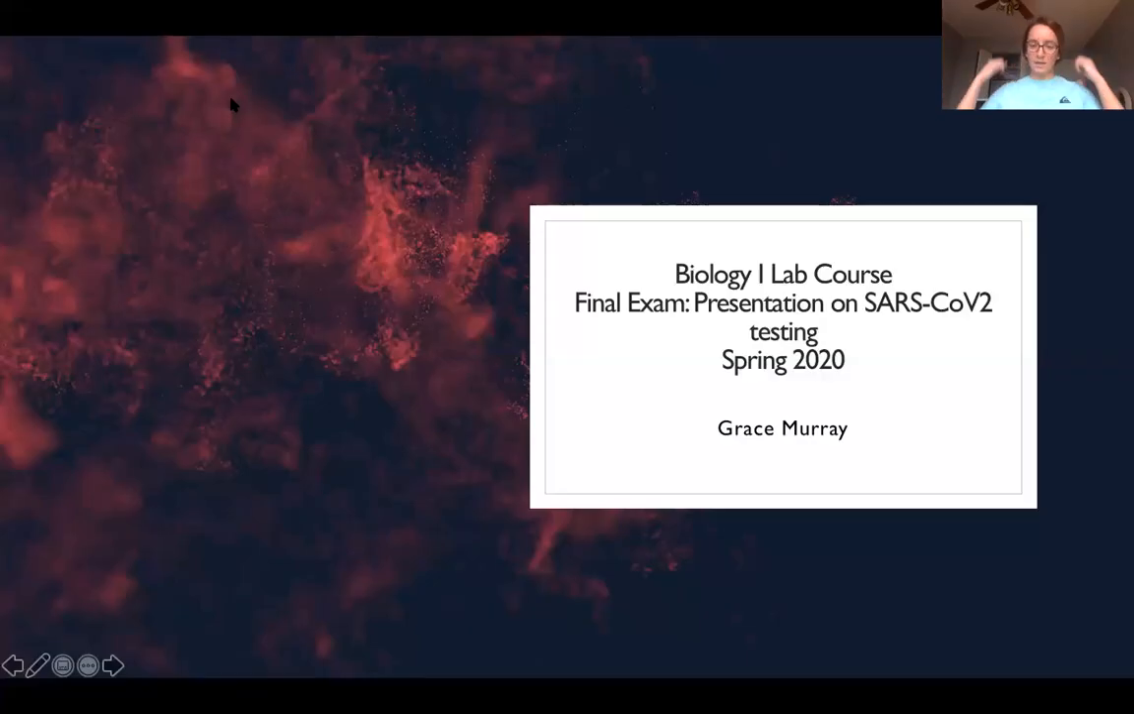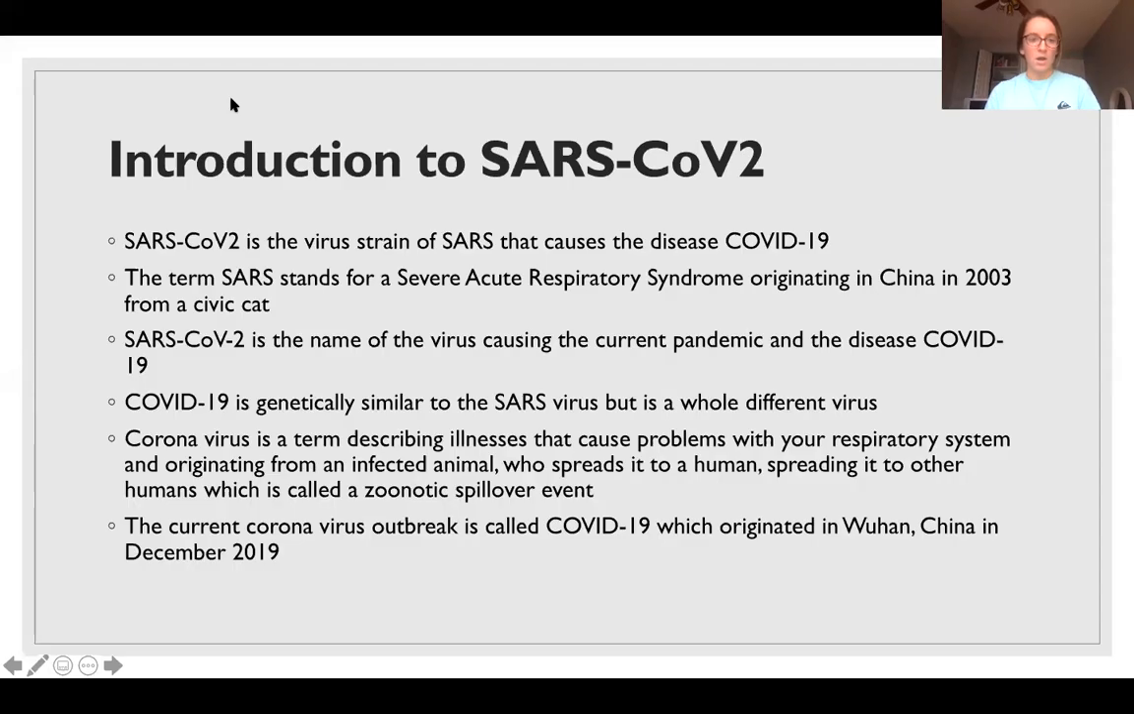Like I said in the beginning, I'm going to be doing this presentation for my final biolab exam, and it's on SARS-CoV testing and how we do it. So, an introduction to what SARS-CoV is: it's a virus strain of SARS, which we know is severe acute respiratory syndrome, and this originates back in China in about 2003, and it's actually from a civet cat, which is more of a mongoose type animal in our country.